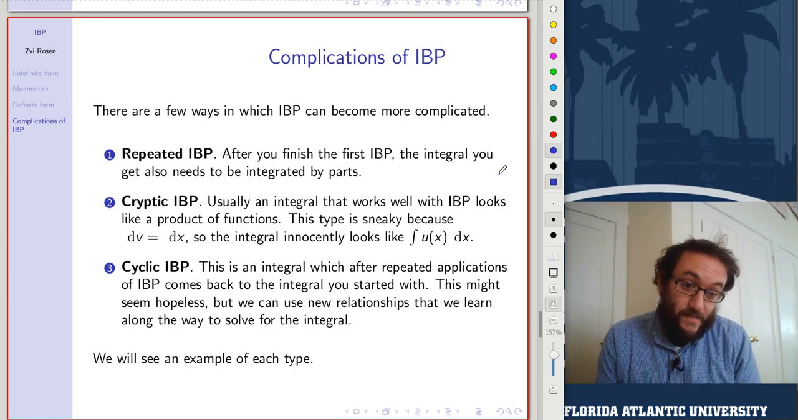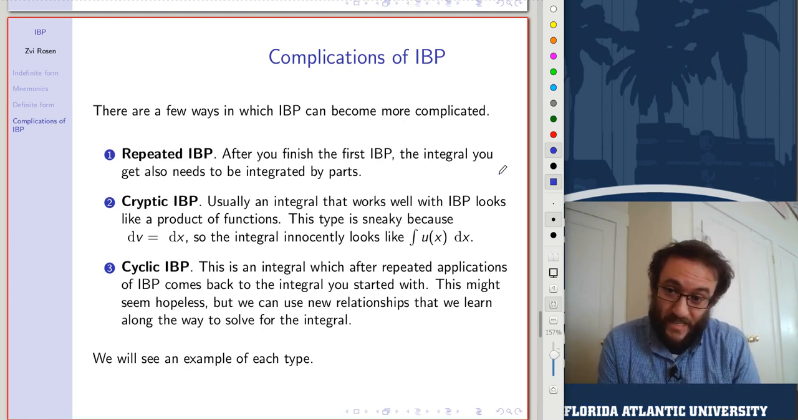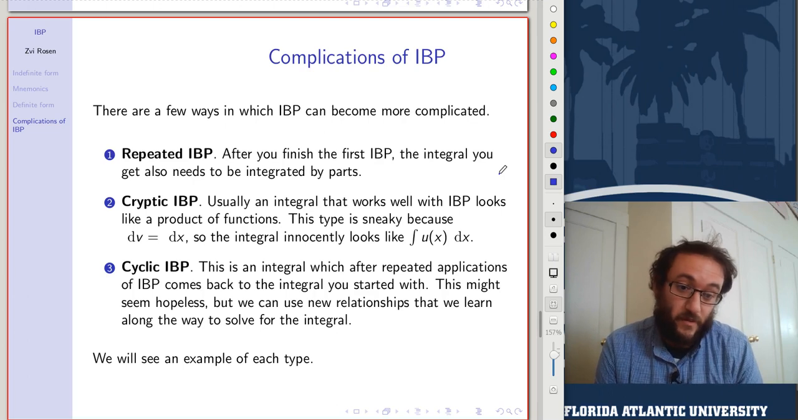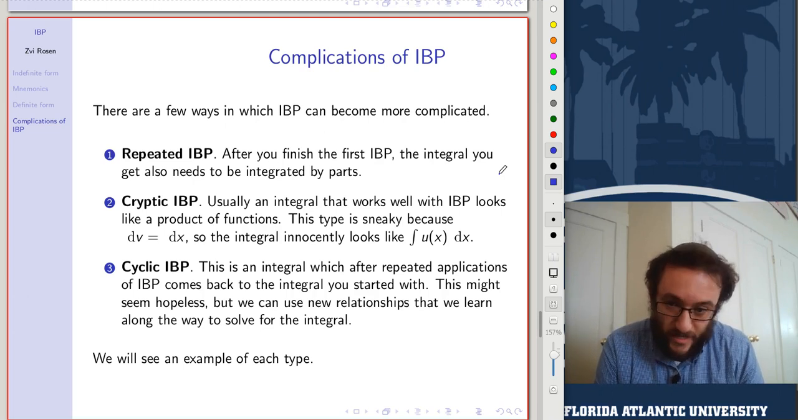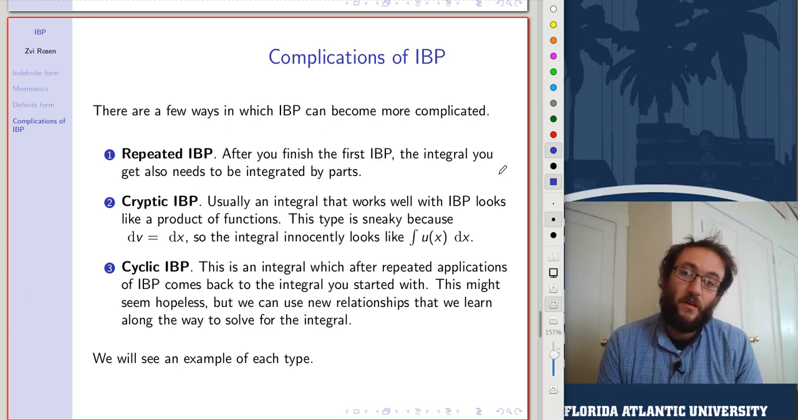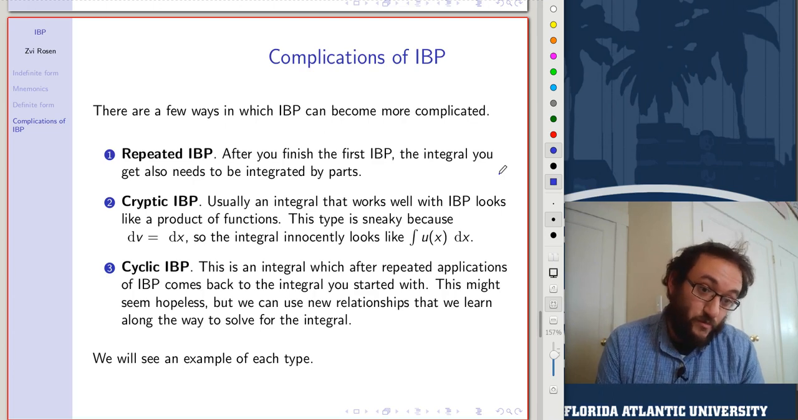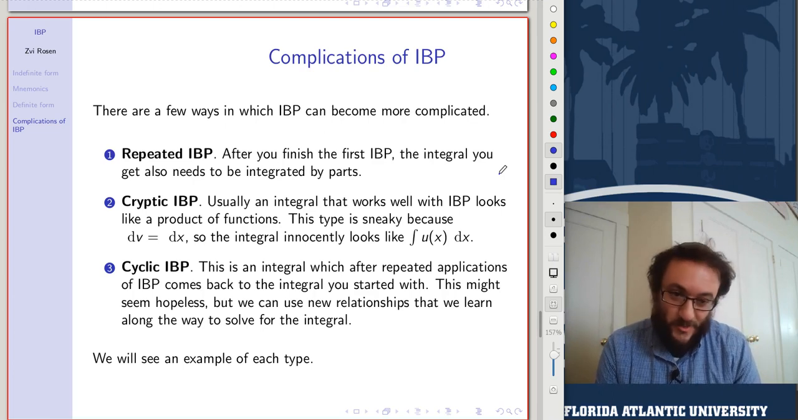So that's the basics of integration by parts, but integration by parts can get more complicated. And here are, I think, the three main ways that it gets more complicated. The first is repeated integration by parts. What happens here is that after you finish the first integration by parts, so you plug it into the formula, you run it through, then you're left with an integral in there that you need to apply integration by parts to again. Okay? So that can be frustrating, but it's the right way to do the problem.